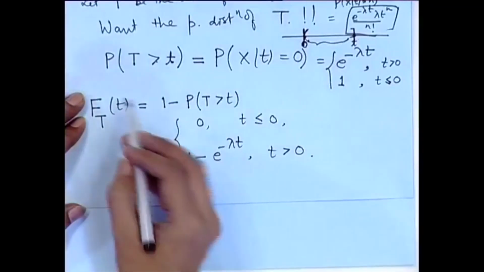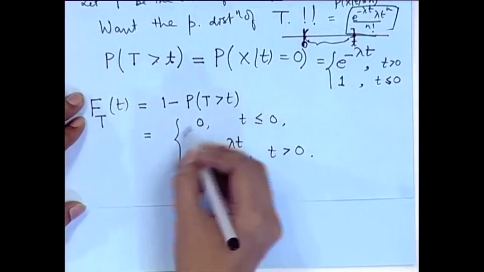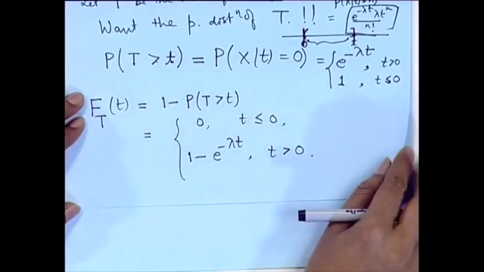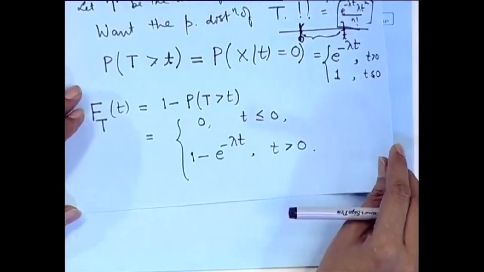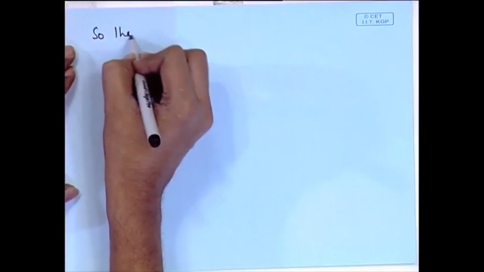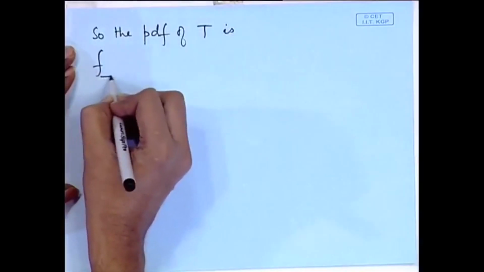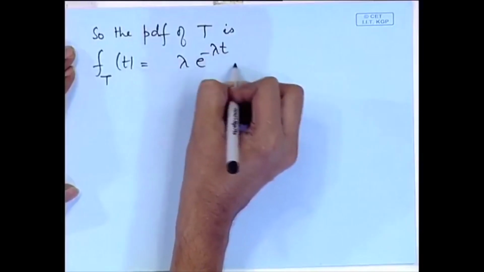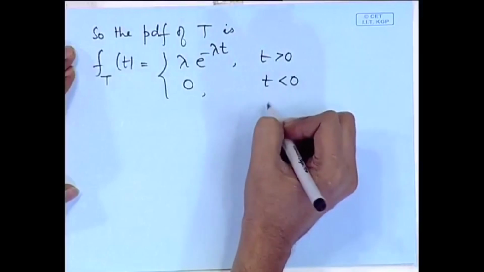Now you can observe here we are able to derive the CDF of this continuous distribution, and it is an absolutely continuous function. So, if we differentiate this, we can get the density function of the time for the first occurrence during a Poisson process. So, the probability density function of t is f(t) equal to lambda e to the power minus lambda t for t greater than 0, and it is equal to 0 for t less than or equal to 0.